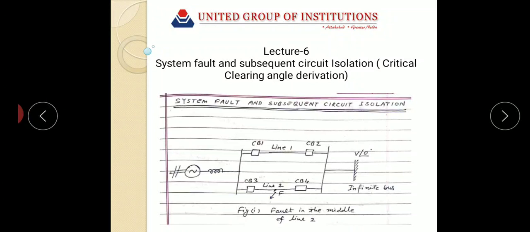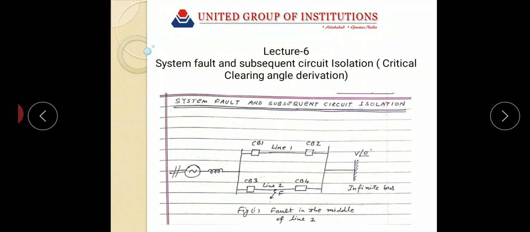In this lecture, we will discuss derivation of critical clearing angle. The name of the topic is system fault and subsequent circuit isolation.